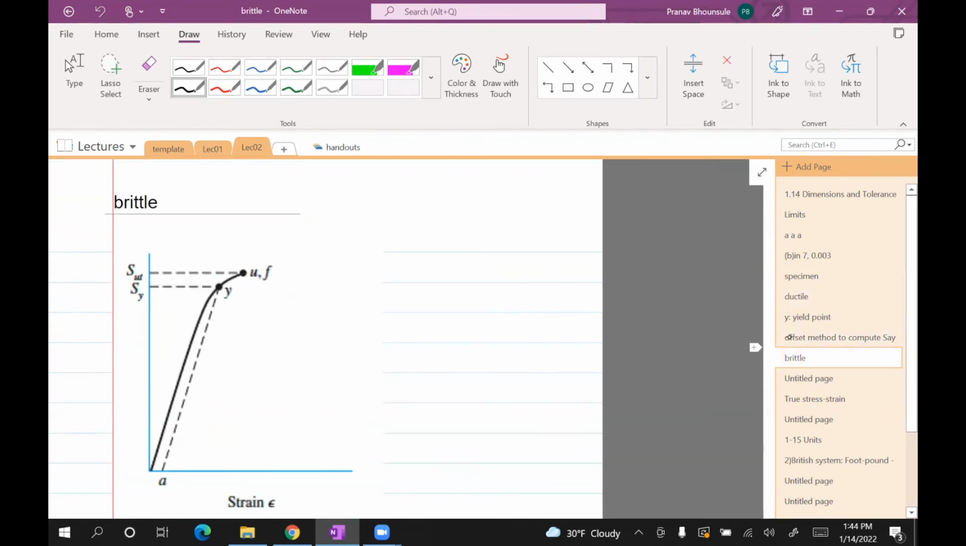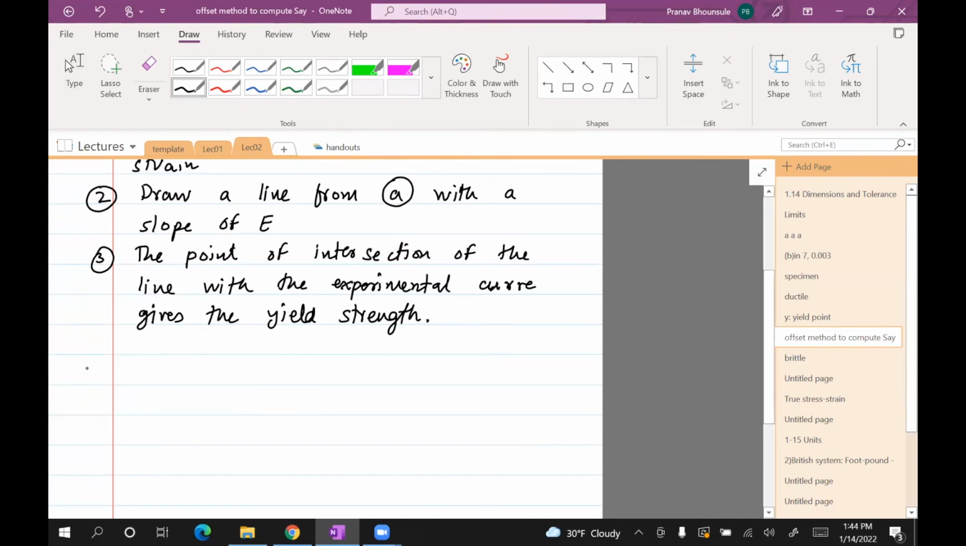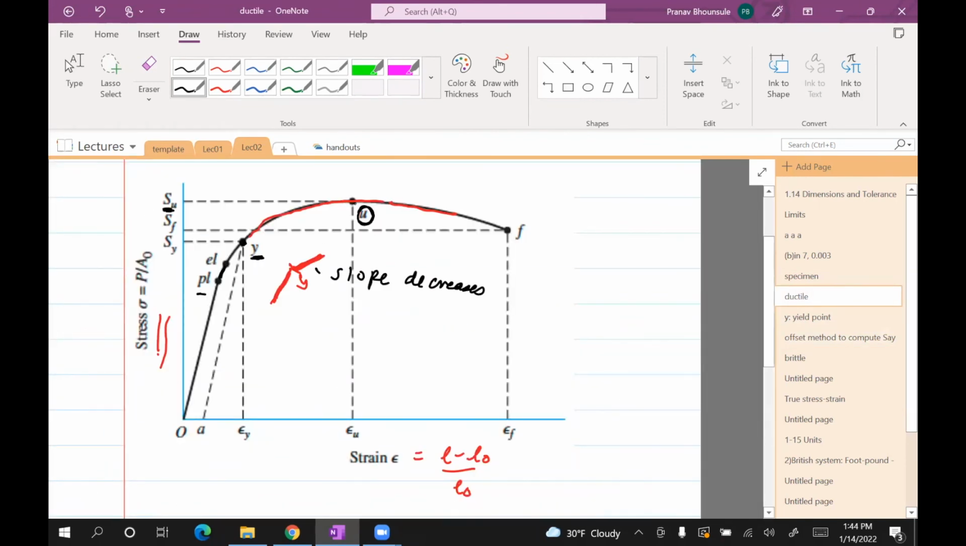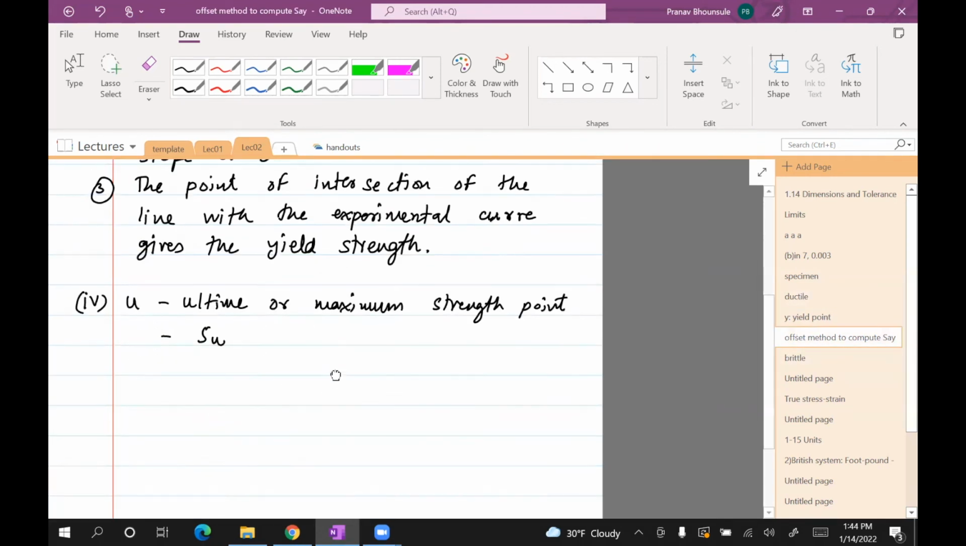So next, the fourth one is U. It's the ultimate, or maximum, strength point. Here the stress is SU. And this is actually kind of easy to find because you see that the curve is dipping down, and that's where the SU is. So it's not too hard to get that point.